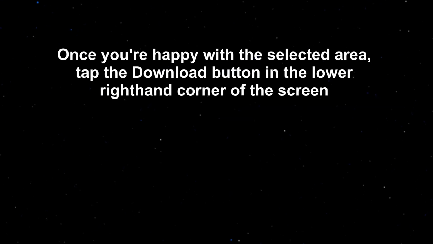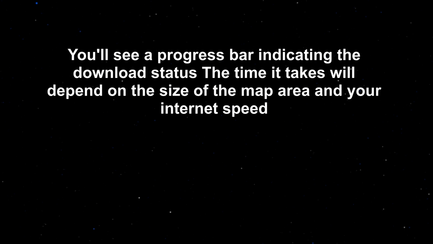Once you're happy with the selected area, tap the Download button in the lower right-hand corner of the screen. You'll see a progress bar indicating the download status. The time it takes will depend on the size of the map area and your internet speed.